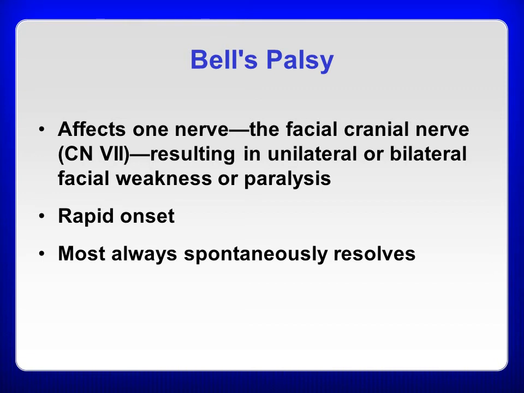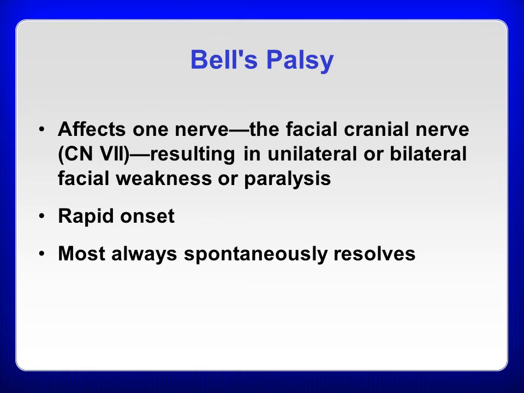What happens here is it's usually due to an immune reaction or an inflammatory response. So if the person has had a viral infection in recent time, due to some type of issue with the immune system, this could cause an issue that results in weakness or paralysis of this nerve. And there's a picture on the next slide showing you classically what the person with Bell's palsy will look like once this happens.